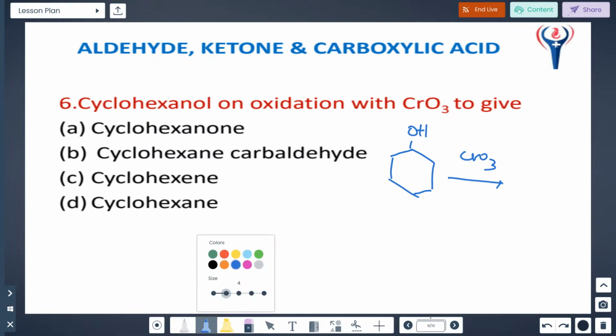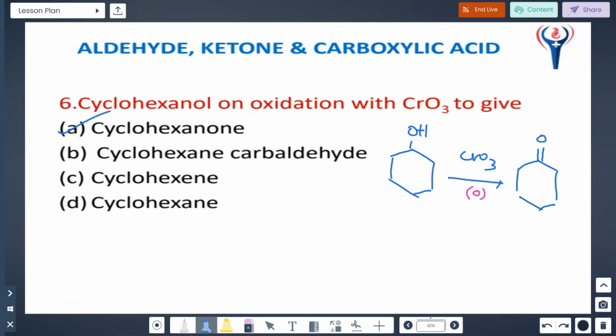You know, here on hydrogen, this will supply an oxygen, no? Because it's an oxidizing agent. So hydrogen, hydrogen, oxygen, so H2 will be removed. Here a double bond will be formed. Understood? Cyclohexanone. Ketone, no. Cyclohexanone. So answer A is the correct one. Okay? Right. Next one.